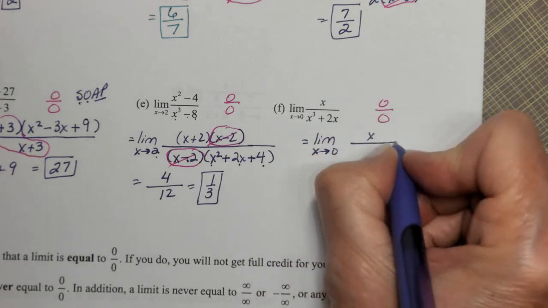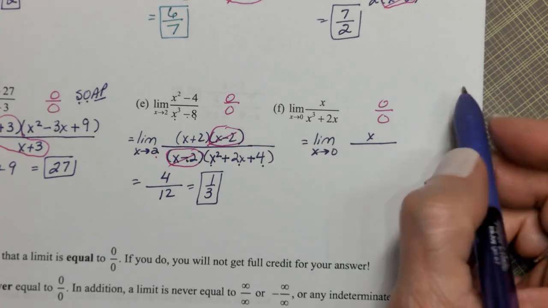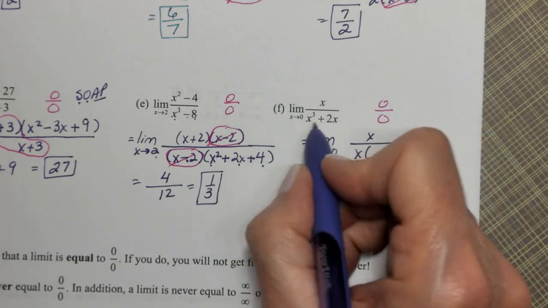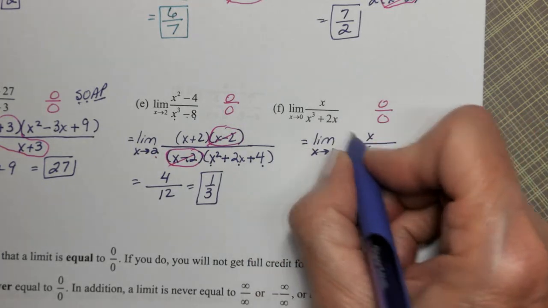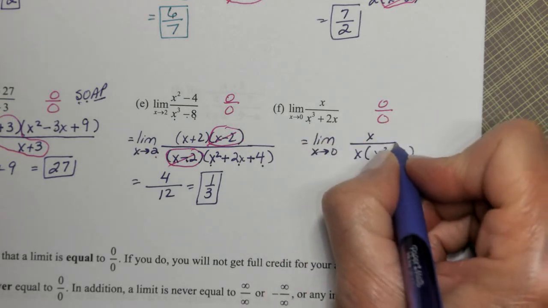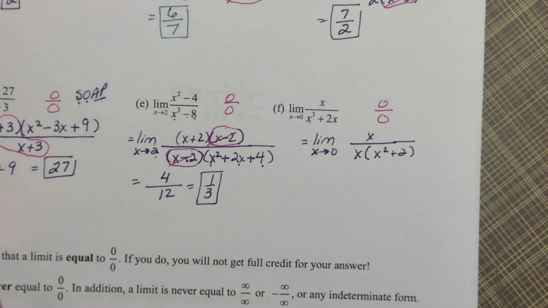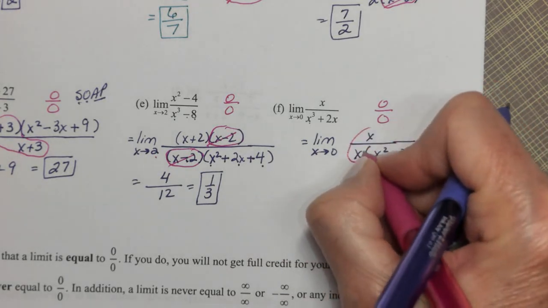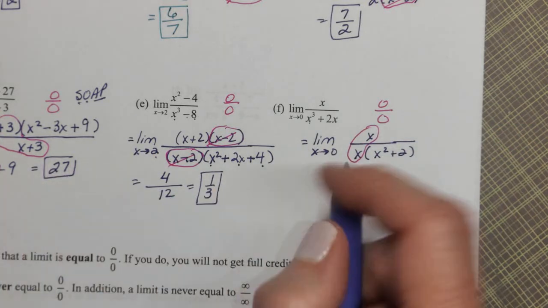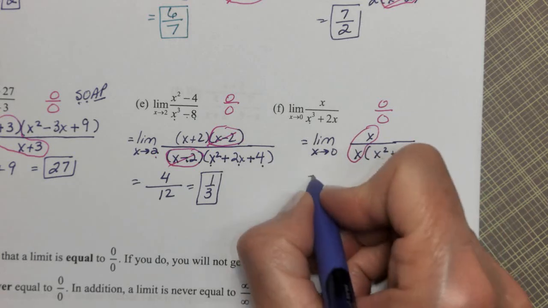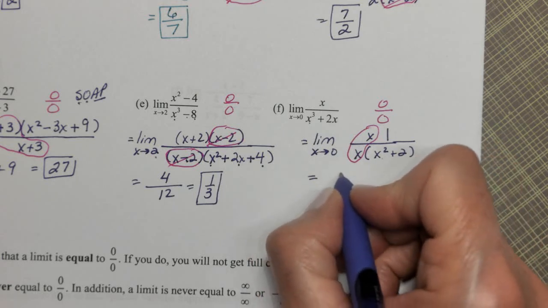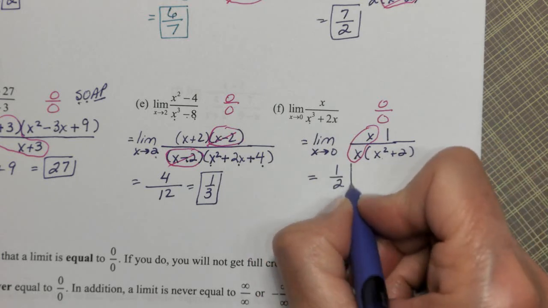On top we just have an x. Can't do anything with x. On the bottom we can factor out an x because there's an x in common, right? We're going to have left an x squared from this term and a positive 2 from that term. And we found the hole. There's our hole. Cancel it out. Plug in 0 for the remaining x. Everything in the numerator canceled, so it leaves a 1 up there, right? So this is just 1 over 2, 1/2.